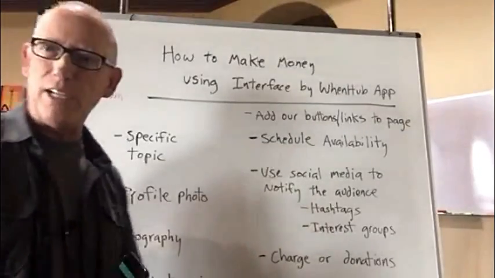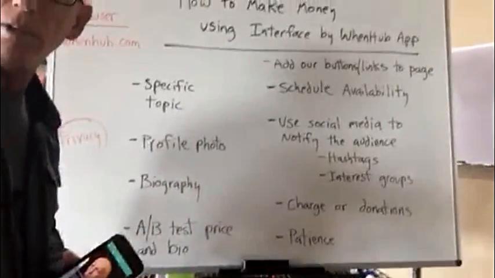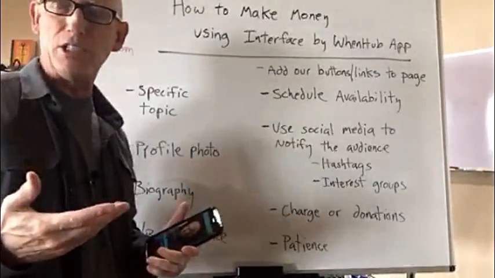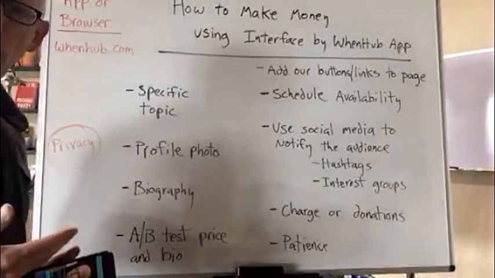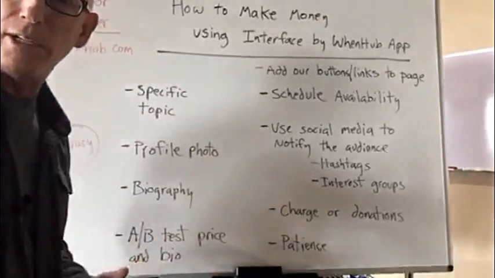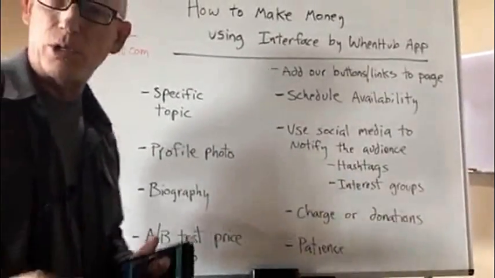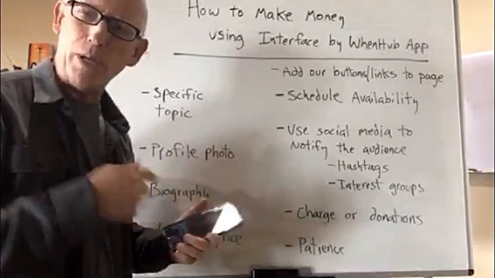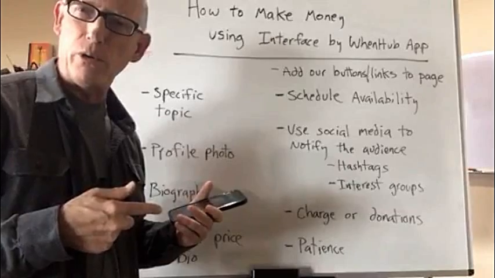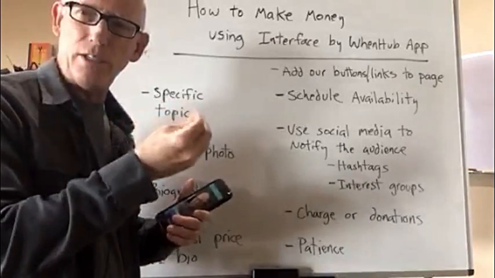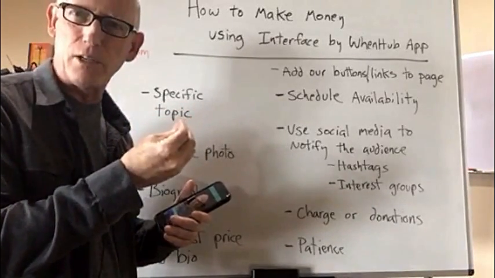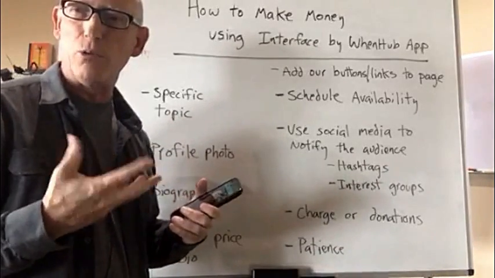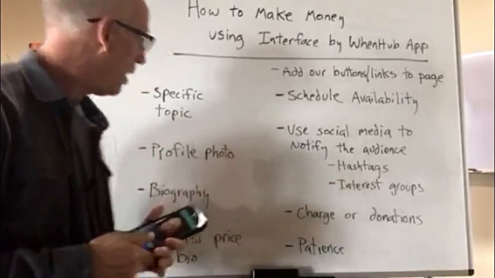Then do a little A/B testing. In this context, A/B testing means maybe you try one price and see if anybody contacts you. If that doesn't work, try a different price. Maybe you try a different biography. Maybe you experiment with the photo. Maybe you change the description of your expertise a little bit. So experiment. Don't expect that the first thing you try will be the winning combination.